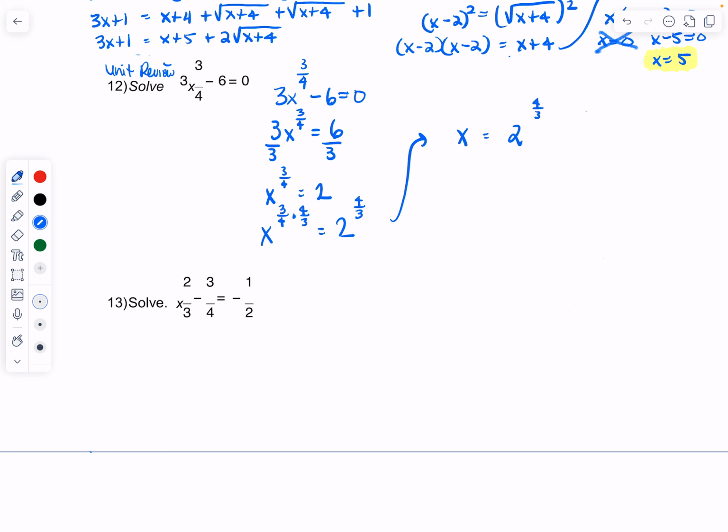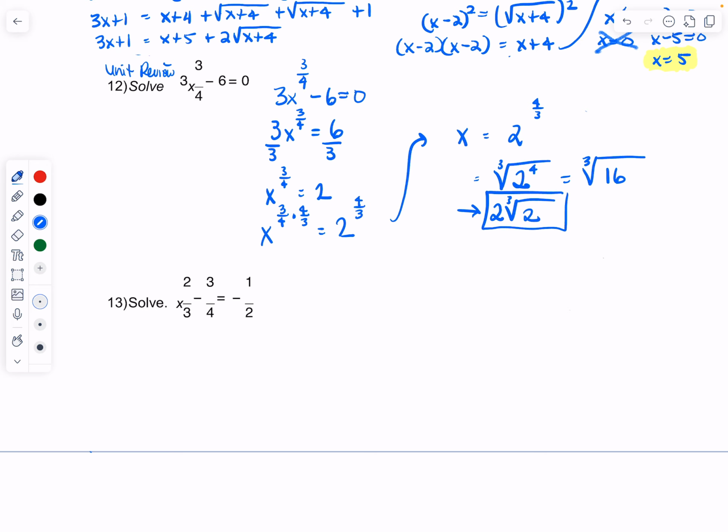Now the denominator will tell you what root it is. So in this case, it is a cube root. You can write the 2 underneath the cube root, and we can raise this to the 4th power and see if that works. So if I do that, I get the cube root of 2 to the 4th. 2 to the 4th is 16. If I simplify this down, I will get 2 cube roots of 2. So that is my answer.